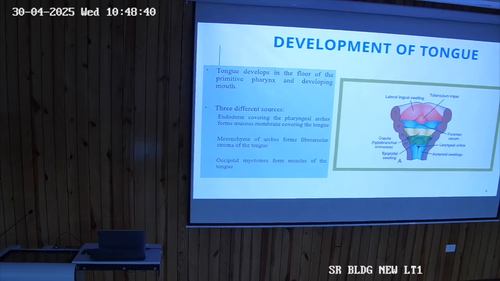Again, मैंने जो cleft lip palate बताया है, triple star mark question. Development of tongue is also triple star mark question. ये 10 marks के question में साथ में आता है gross anatomy of tongue along with the development, and you have to also correlate nerve supply with the development. So tongue develops in the ventral part or in the floor of the primitive pharynx and in the oral cavity.